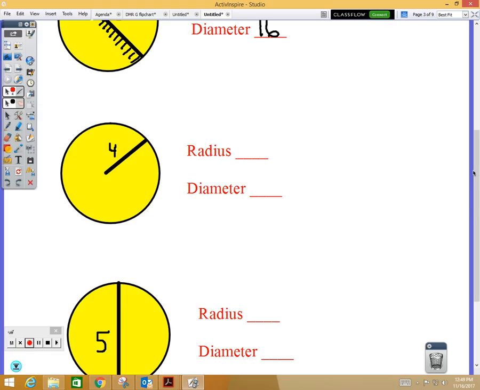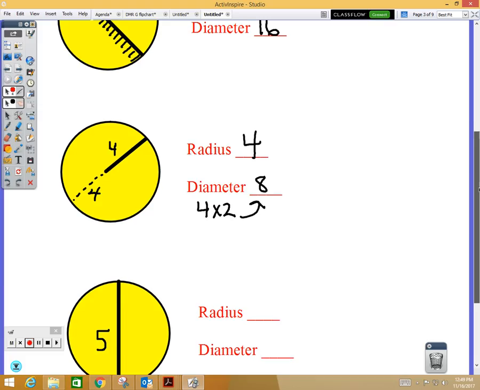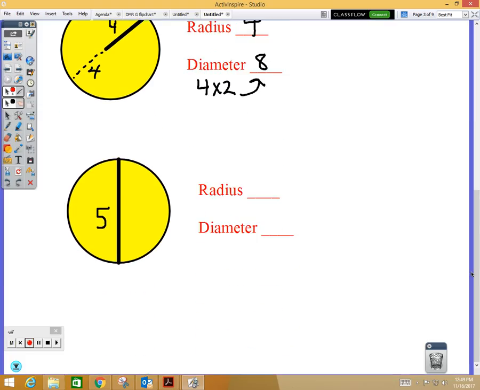Okay, so if the radius is 4, then the diameter, Jenna, what would the diameter be? Good. Because the diameter is twice as big as the radius, so it would be 8. That's 4. This would be another 4. 4 plus 4. There we go. Okay. Last question.